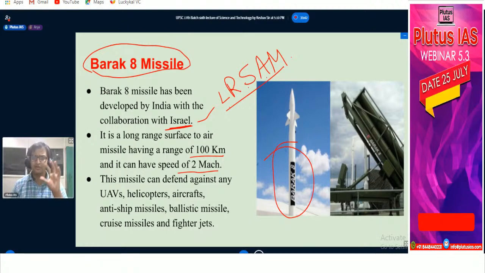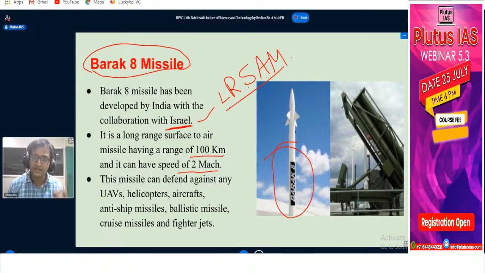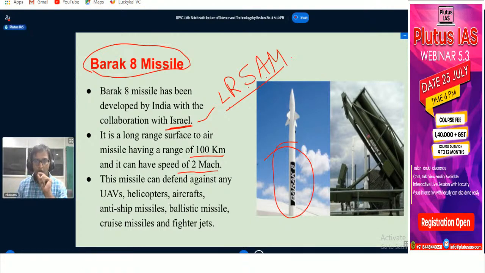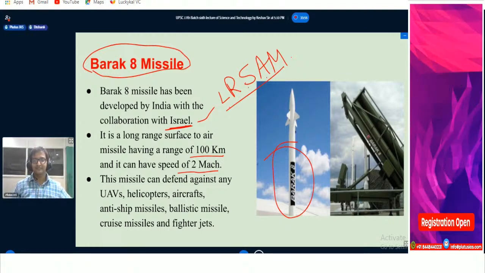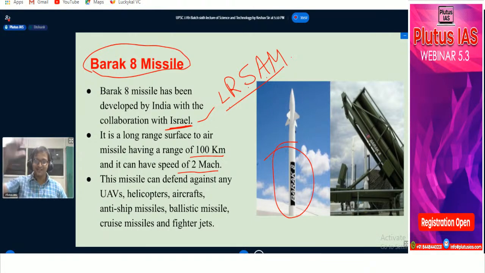Now this is a little bit confusing. How can we say 100 kilometers is long range? Anyone? Sir, 100 kilometers in air. 100 kilometers in air. Yeah, correct, in air.